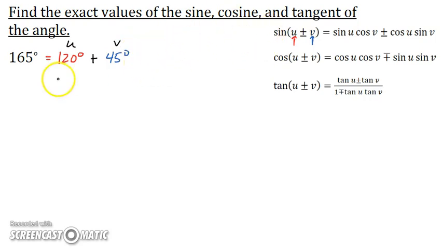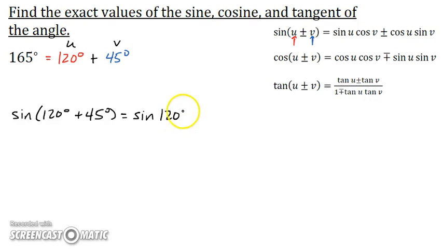And now I'm just going to use the formulas like they're written. So if I need the sine of 120 degrees plus 45 degrees, all right, so I need a sum of angles, so I need to use the positive sign here. So it's going to be the sine of the first thing, sine of 120, times the cosine of the second thing, 45 degrees. Which sign was it? I need a plus sign. Plus the cosine of 120 degrees times the sine of 45.